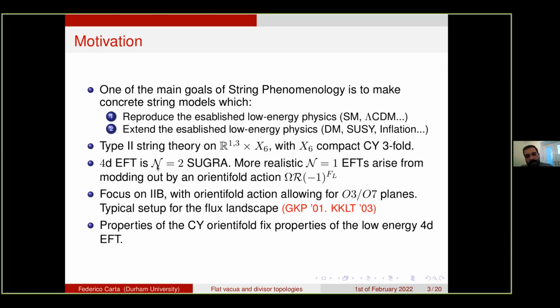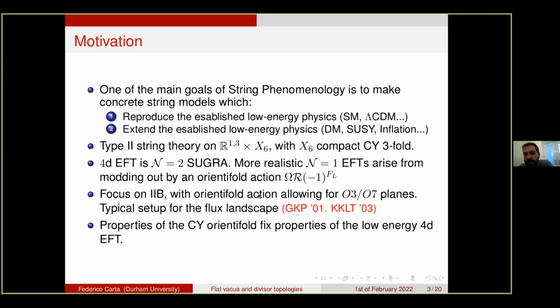A usual setup for model building is type IIB string theory compactified on a compact Calabi-Yau threefold. However, in this case, the 4D effective field theory would have 8 supercharges, N equals 2 supergravity. A more realistic scenario is when we consider an N equals 1 effective field theory arising from modding by an orientifold action, which is composed of some holomorphic involution on the Calabi-Yau plus some worldsheet parity on the left movers.